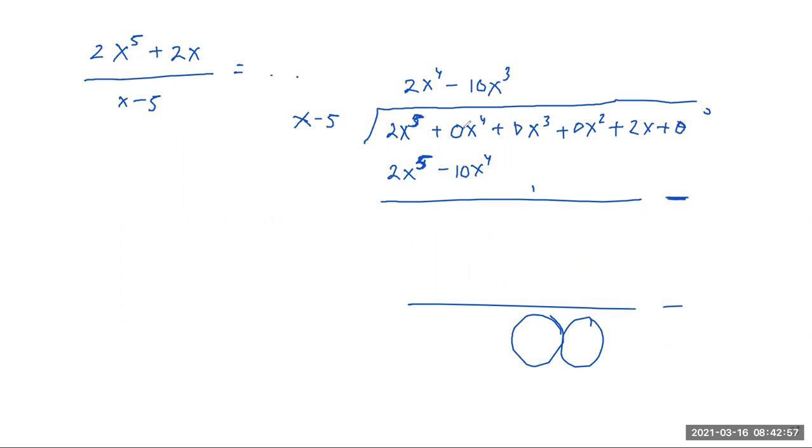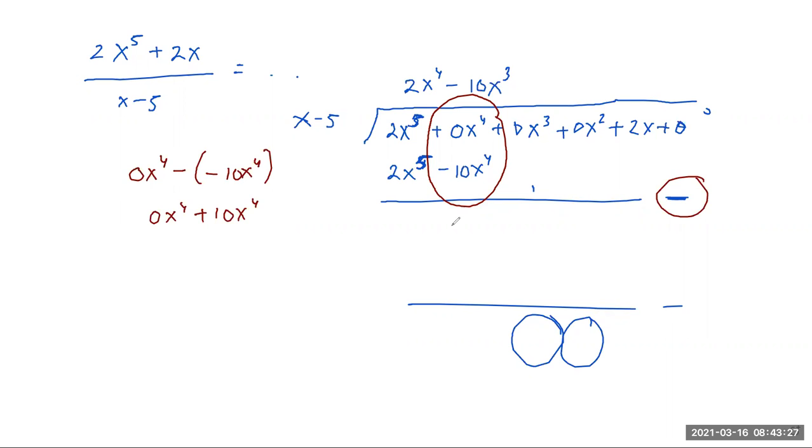Whenever the operations of this one, let me just use the whiteboard and change it. The operation of this one, don't forget, it is 0x fourth minus, because we subtract, negative 10x fourth. I want you to not forget that. So it becomes 0x to the fourth power plus 10x to the fourth power. Therefore, it is positive 10x to the fourth power. I hope I didn't make the same mistake before. And then it will just drop down here.